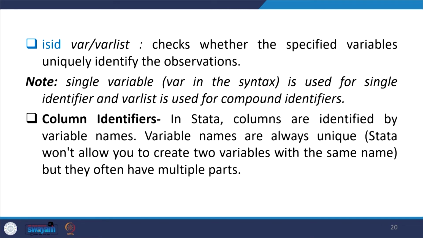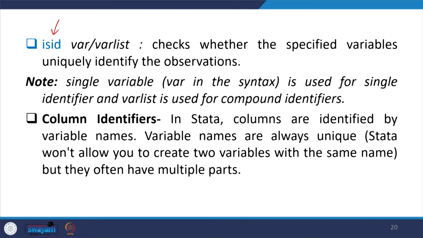The isid command helps you define whether the variable that you are thinking of making the identifier is unique, uniquely identifying the observation or not. The isid command will help you out, okay. We are going to explain it for sure in our next lecture.